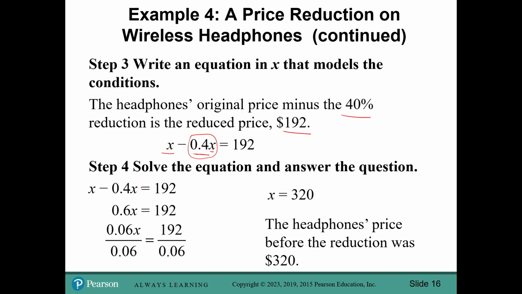Step 4, we're going to solve the equation and answer the question. So I have X minus 0.4X equals 192. Now X minus 0.4X reduces to 0.6X. Now, what we need to do next, I'm trying to see on my PowerPoint how we got from here to here. So we've got 0.6X equals 192. I need to divide by 0.6.